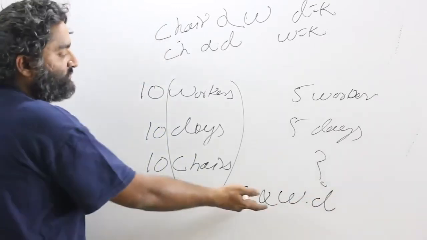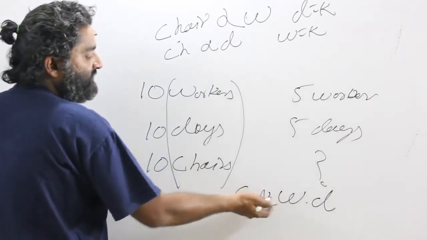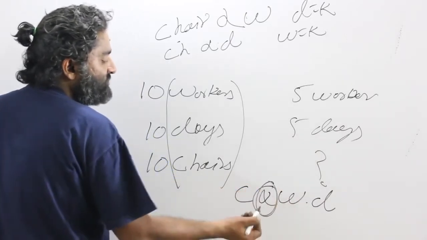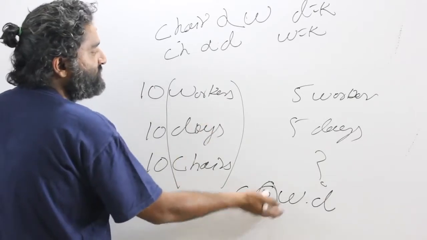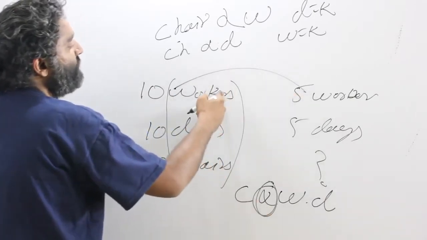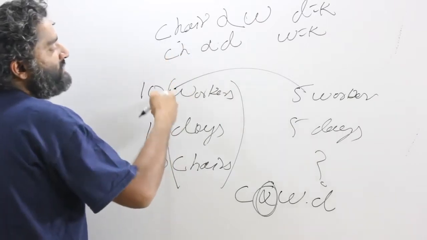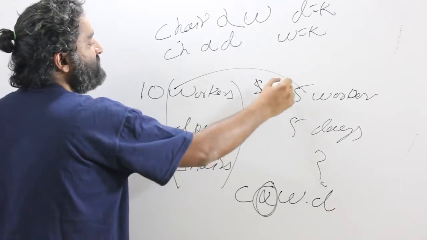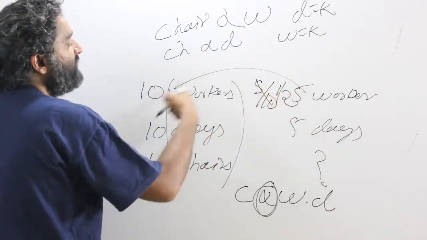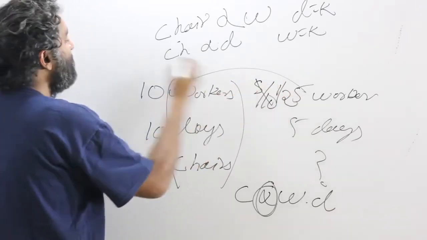Now this question becomes very, very easy because I already know this relationship. It is nothing but a story form given where I can work out this relationship. Now I have the multiplying factor for workers. Workers are going from 10 to 5. So the multiplying factor would be 5 by 10, which is 1 by 2. So the multiplying factor for workers is 1 by 2.